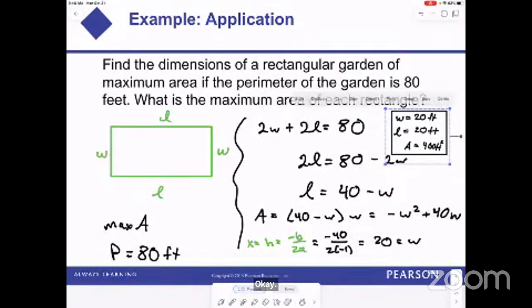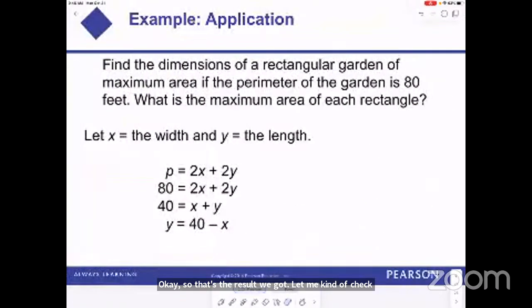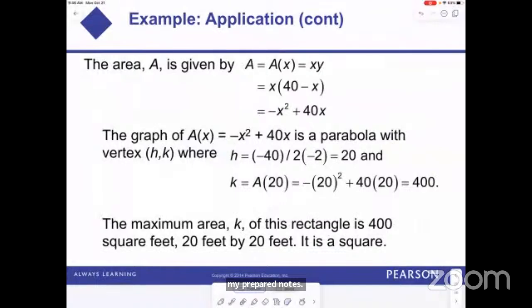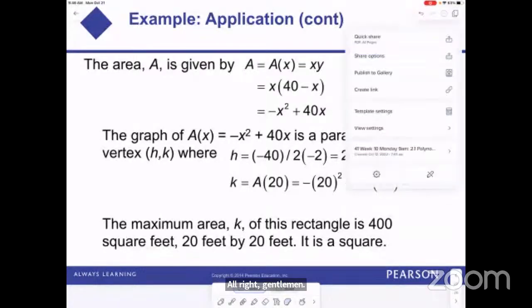Okay, so that's the result we got. Let me check my prepared notes. Yeah. So the maximum area of the rectangle is 400 square feet, 20 by 20. Okay. All right, gentlemen. Are there any burning questions before we go our separate ways?